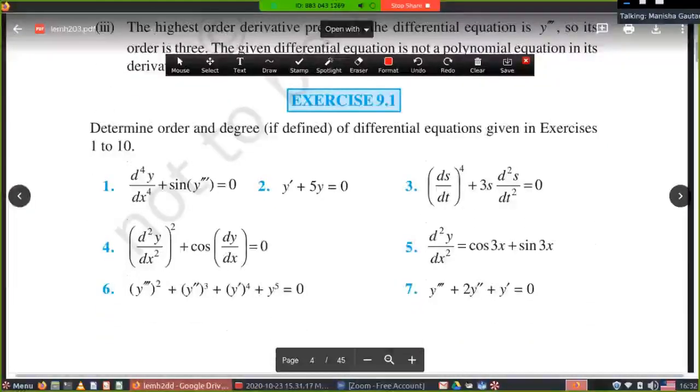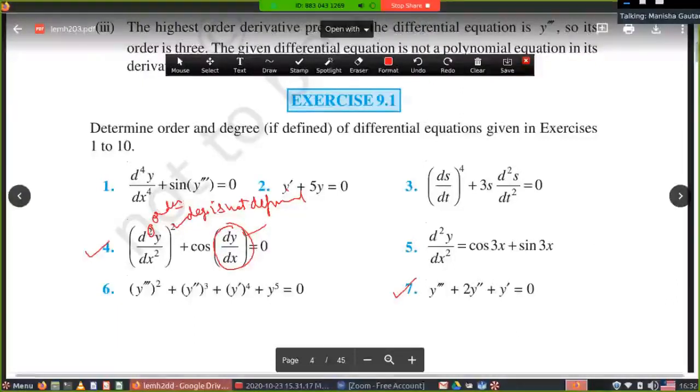As you can see here in question 4, order is 2 and degree is 2. No, degree is not defined, because the equation is written in derivative form, but order is 2. Okay. Now here we can see.